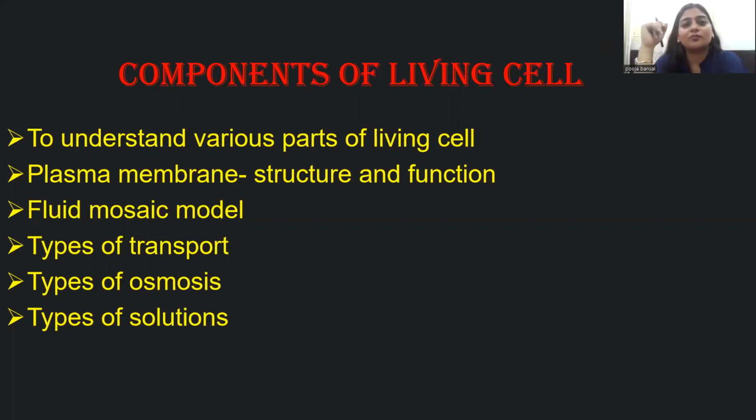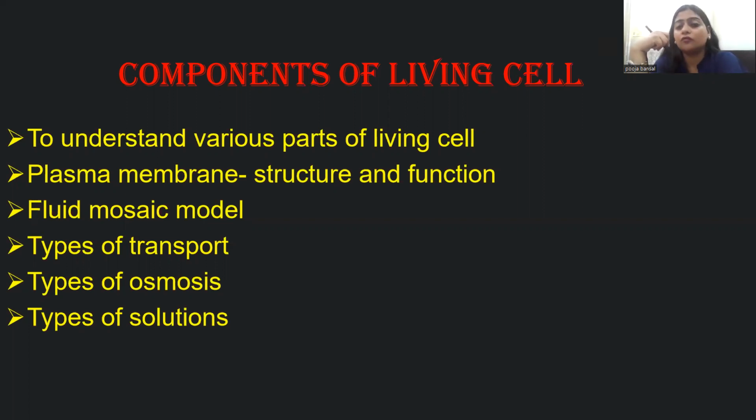So today our topic is components of living cell. Now you all know that living cell is basically made up of three parts. That is the outer boundary that we call as plasma membrane. Then we have cytoplasm and then we have nucleus.